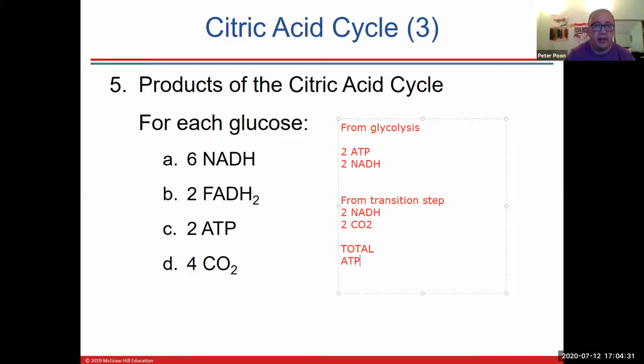So total, we have 4 ATP, 2 plus 2 here, plus 2 there, and 6 there. So now we have 10 NADH and 2 FADH2. Sorry, I forgot to do the count for ATP. 2 here, 2 there, 4 ATP. So 4 ATP, 10 NADH, 2 FADH2s. So that's our count so far.